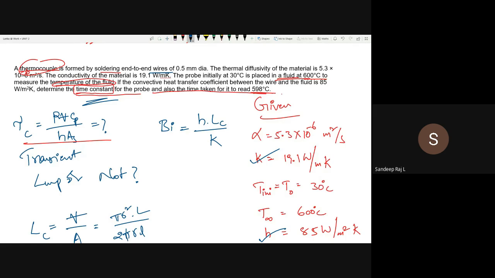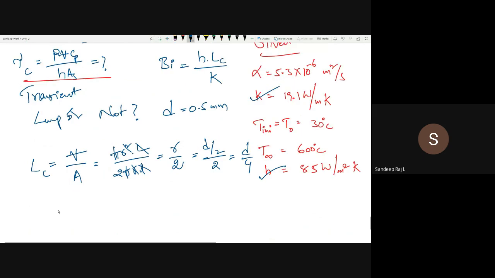So if I take it, pi gets cancelled, r gets cancelled, L gets cancelled. So what I have is simply r by 2. The diameter is also given in the question, that is D equal to 0.5 mm. If I want to get this LC here, it is D by 2, that is D by 4. So you have LC with you now, you can calculate the Biot number also.